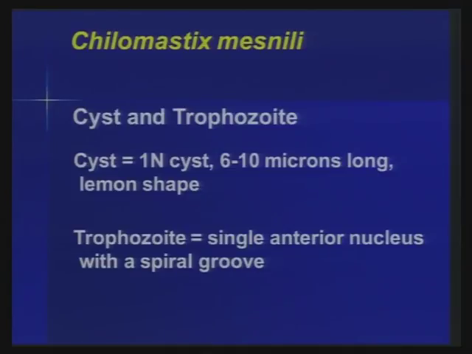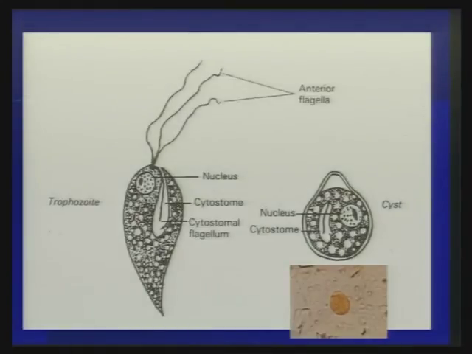This one, since it is non-pathogenic, I'm not going to go into the detail, but take a look at the morphology. Very simple and easy. When you see the lemon shape here, you know this is Chilomastix mesnili. It is non-pathogenic.